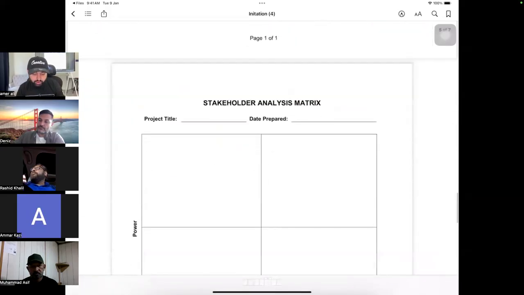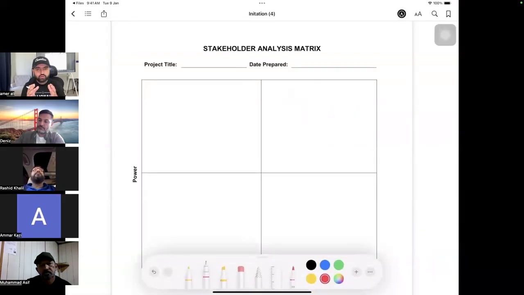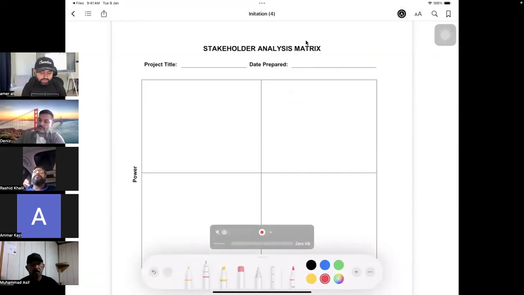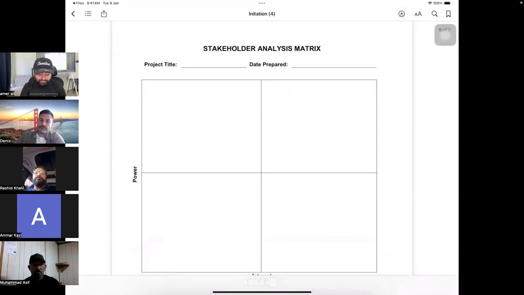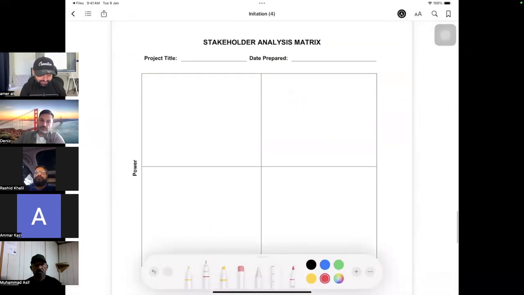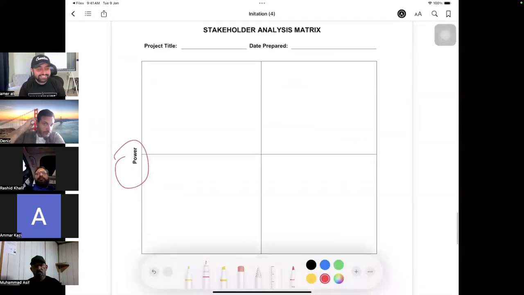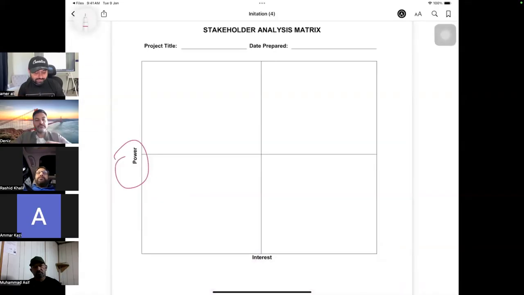Now comes the most important part. We identify the stakeholders. We analyze them upward. Now we are going to prioritize them using the power interest matrix. Guys, this gets confused sometimes. See which column has power and which column has interest. Okay. Don't try to memorize it.